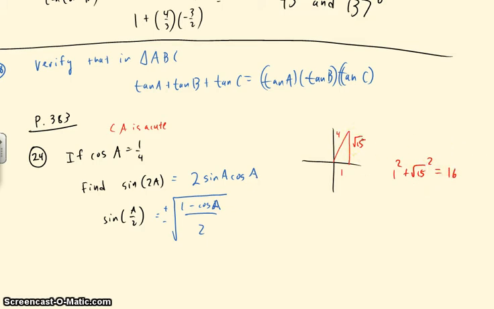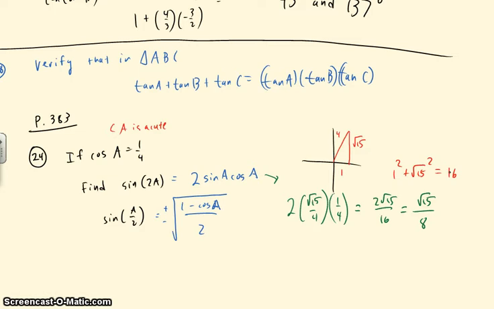And so now I just plug in. If I'm going to find the sine of 2a, I do 2 times the sine of a, which is not given to me, but it's the square root of 15 over 4, times the cosine of a, which they do give us, 1/4. So this is 2 root 15 over 16, which is root 15 over 8.